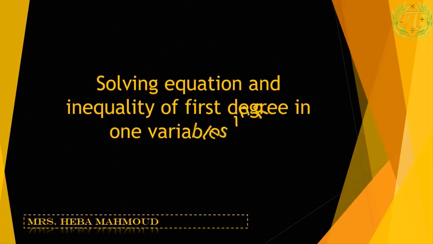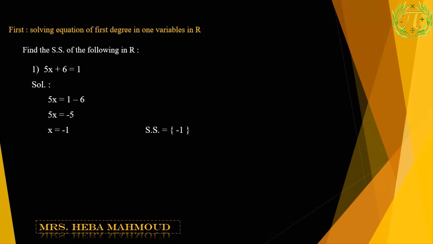Inequality of first degree in R in one variable. Solving equation of first degree in one variable in R. Find the solution set of the following in R. Number 1: 5x + 6 = 1.